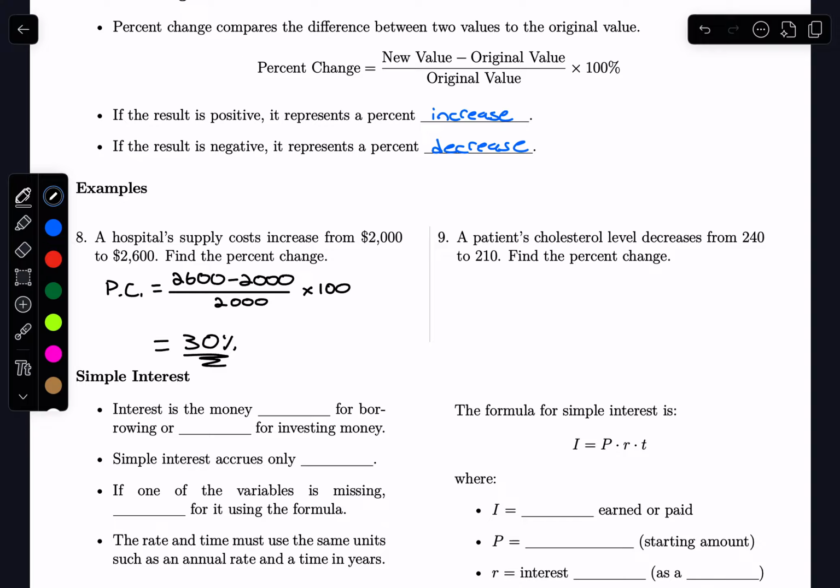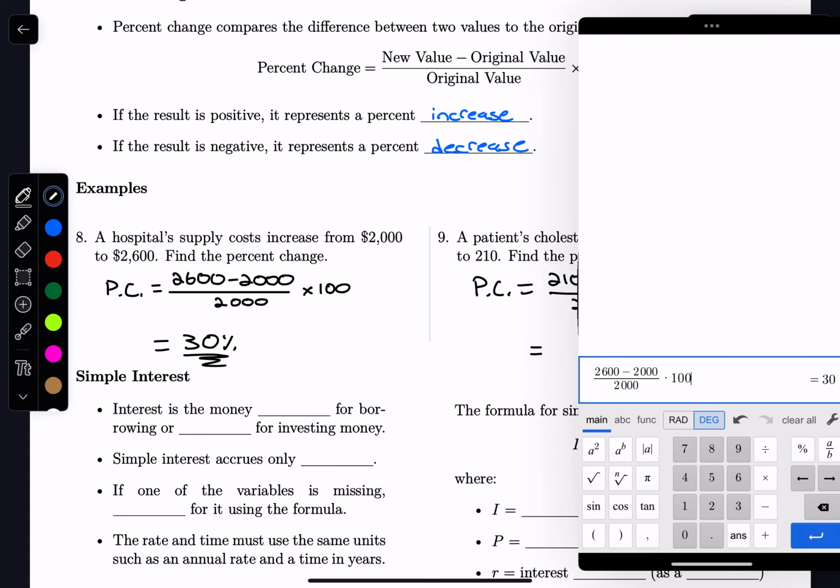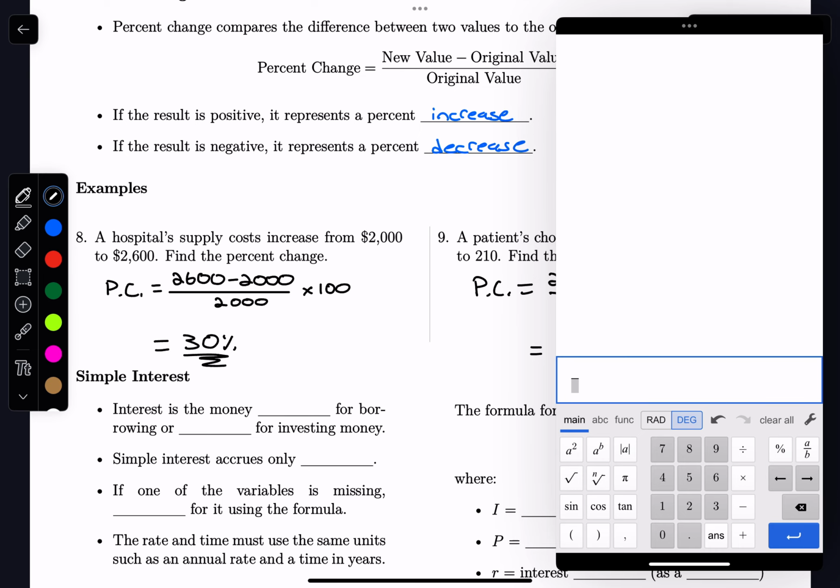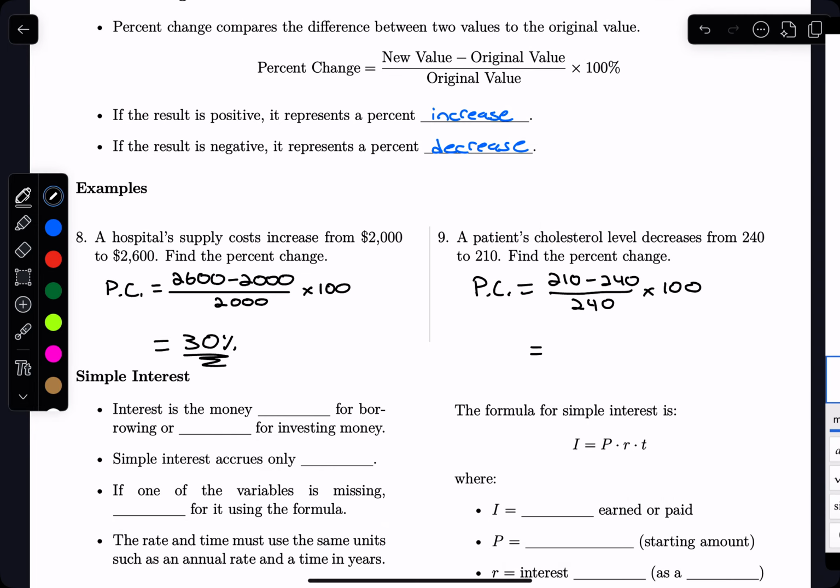All right, number 9, a patient's cholesterol level decreases from 240 to 210. Find the percent change. So we're going to have that PC is equal to the new amount, 210, minus the old amount, 240, divided by the old amount, which is 240 again, and then multiplied by 100. When we go ahead and calculate this, on top we have 210 minus 240. Notice that that's going to be a negative number. And so our percent change is representing a decrease of, in this case, negative 12.5. So this person's cholesterol decreased by 12.5%.